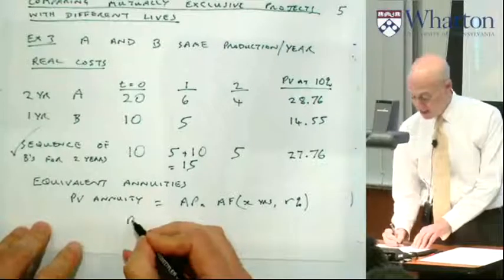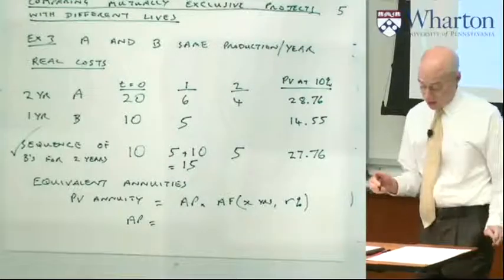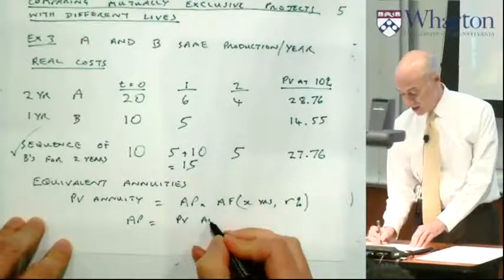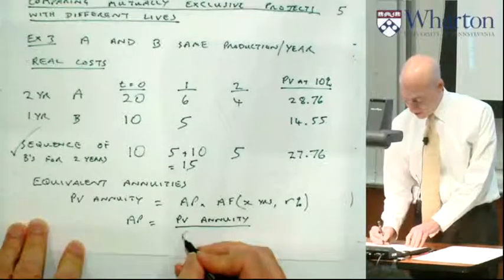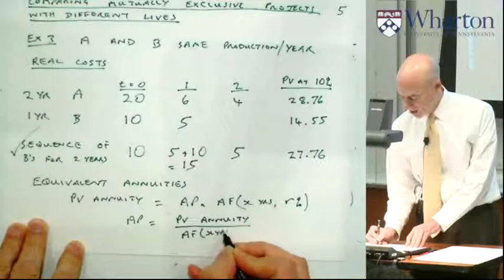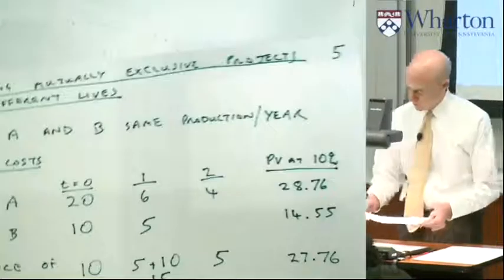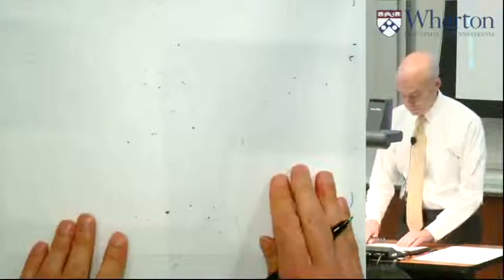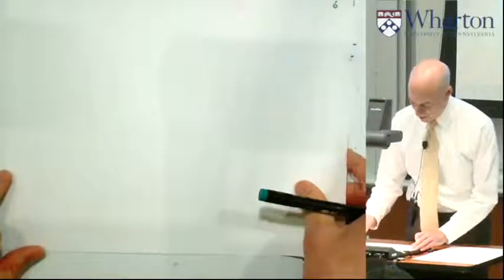What we're trying to find here is the equivalent annuity, in other words, the annuity payment. That's going to be the present value of the annuity divided by the annuity factor for X years at R%. Let's do that first for machine A.